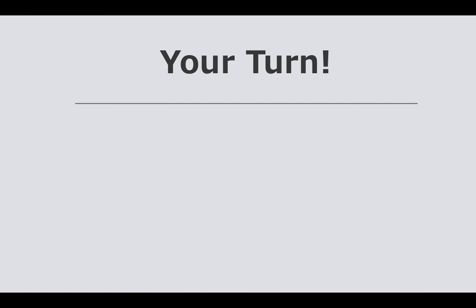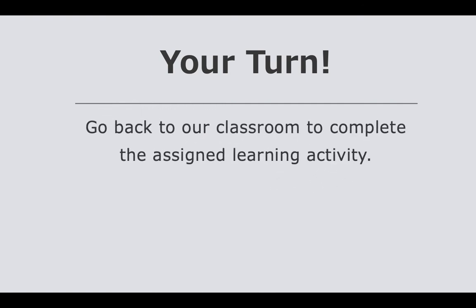Okay, your turn. Go back to our classroom to complete the assigned learning activity. You're going to do that by clicking on the identifying tense button. It's purple. Okay, so you're going to click on that. There are about 5 or 6 examples for you to work through. Some of the questions are multiple choice where you're deciding. Some of them are where you're going to type them in.